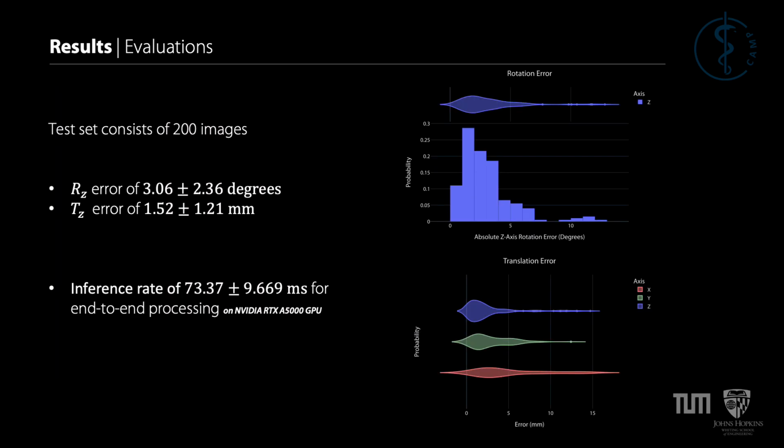The results are from a set of 200 images providing a rotation error of 3 degrees on its Z rotation axis. Due to the trocar symmetrical geometry, the rest of the rotation errors are not relevant. The method also provides a 1.52 mm error on the Z-axis translation. The inference rate also shows the potential of having 15 to 20 frames per second, making the algorithm real-time.